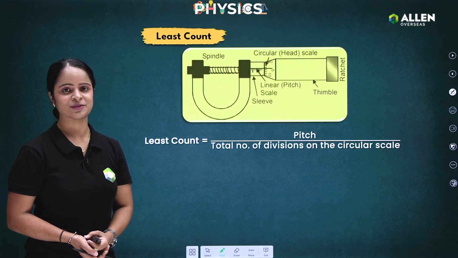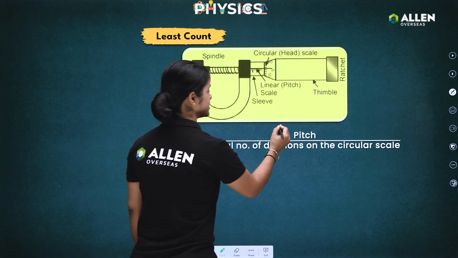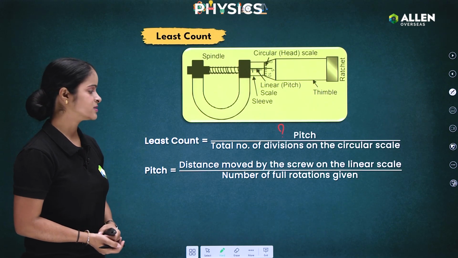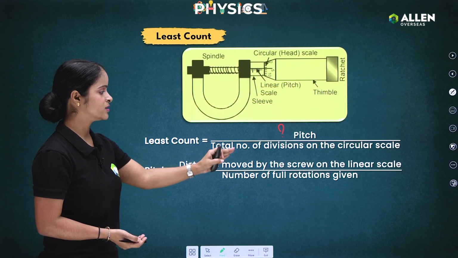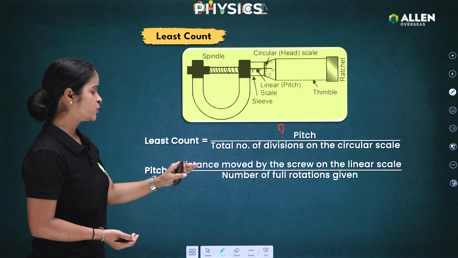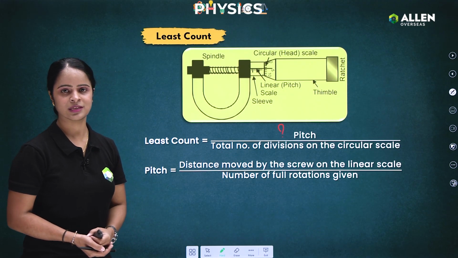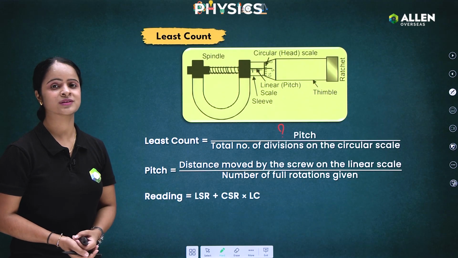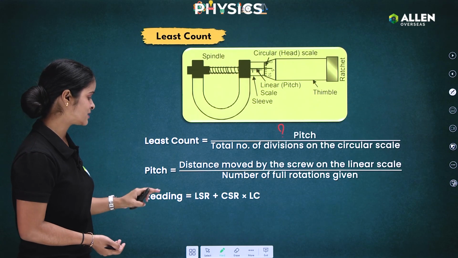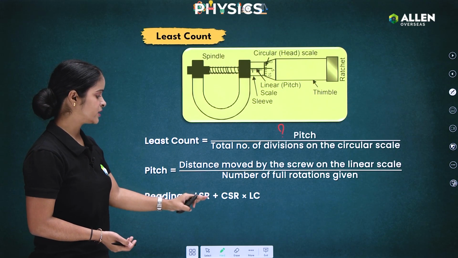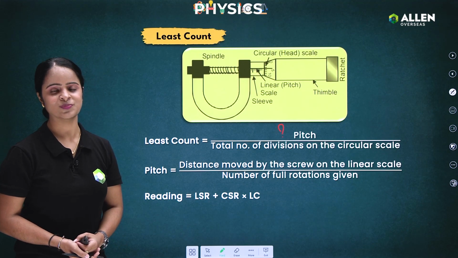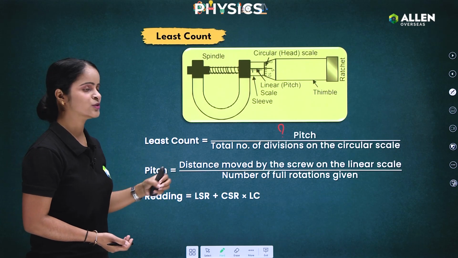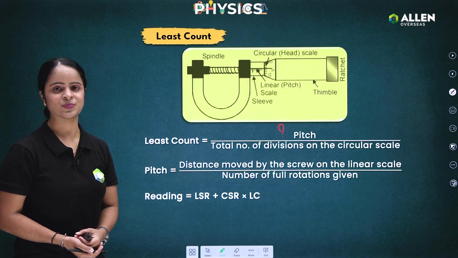So the next question that would be coming in your mind, what is pitch? And here is the answer for the same. Pitch is defined as the ratio of distance moved by the screw on the linear scale to number of full rotations given. So finally, what we want to do is write the reading. Here is the formula for the same, that is reading is equal to linear scale reading plus circular scale reading into least count. We'll definitely understand each and every point that is written here with the help of numerical problems also. Hope it is clear.